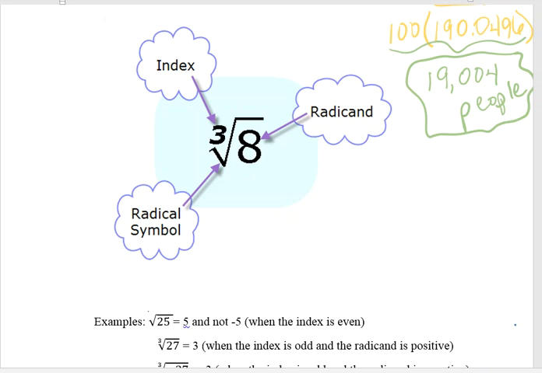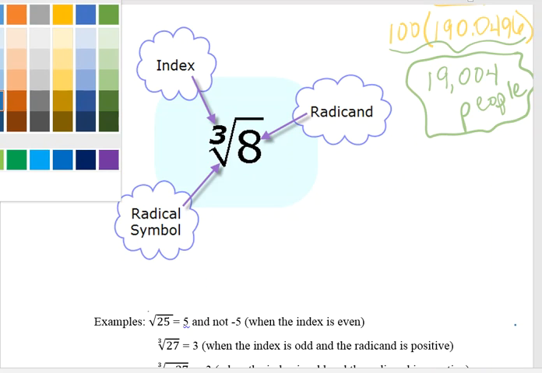Now what this is actually asking us to do is it's saying, okay, what number times itself 3 times is 8? Well, 1 times 1 times 1 is only 1. 2 times 2 times 2 is 8. So the cubed root of 8 is actually 2.